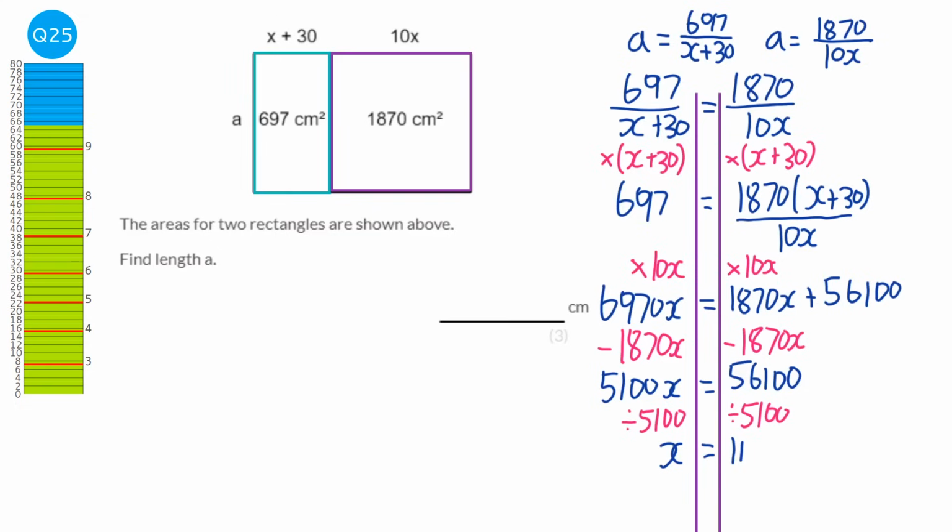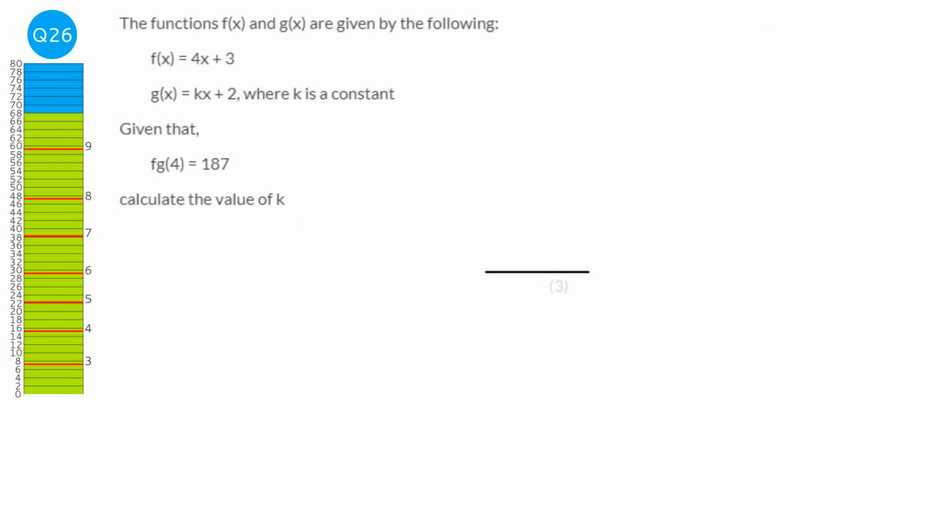So now we know x is 11, we can pick one of the equations that we had at the start, and I'm just going to pick the first one, and we can just feed in the value of x. So A equals 697 over, instead of x, it's going to be 11 plus 30. And when you do that, you get the answer of 17. So A is 17. We're going to first of all work out what the function fg of x is.